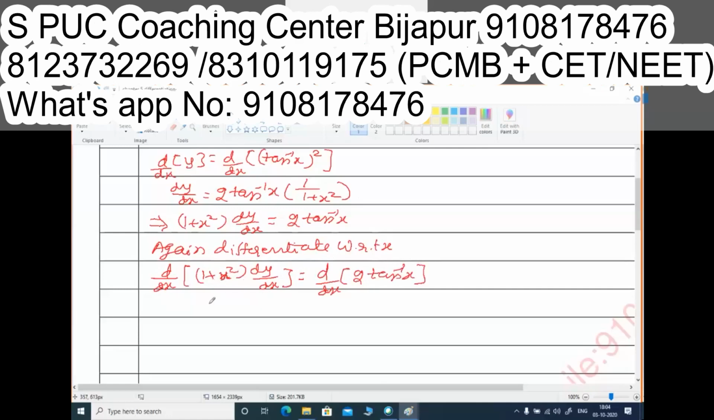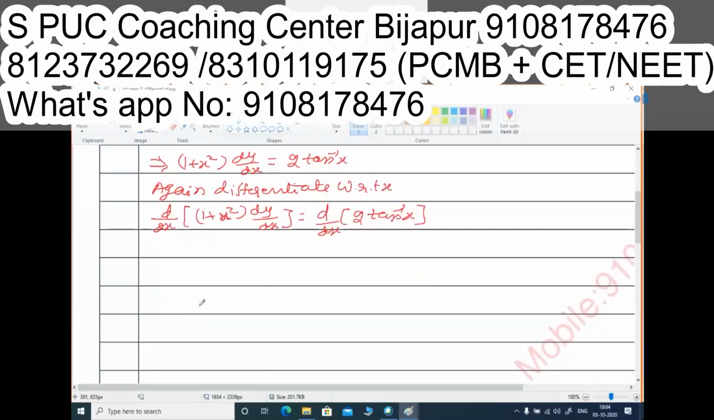This is in u into v form, so differentiate it clearly as we said earlier. So leave space: d by dx of 1 plus x square, plus space, plus d by dx of dy by dx, that is dy by dx. Whatever space you left here, you are going to write dy by dx here, with 1 plus x square. On the other side, 2 is a constant, you take it out. Next, differentiation of tan inverse x is 1 divided by 1 plus x square.